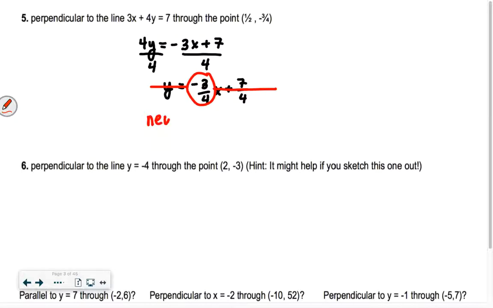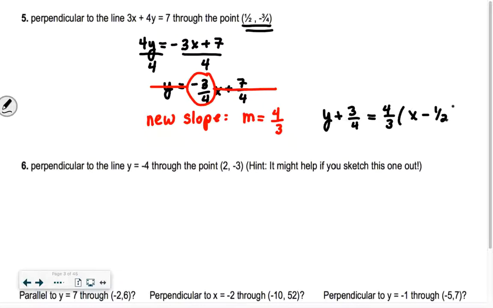So our new slope, what m value are we going to use? Yeah, we're going to flip it. So flip it over and make it the opposite sign of what it was. So it's going to be 4 over 3. So we're going to use that along with this original point. So we're going to get y minus a negative 3/4, so plus 3/4, equals 4/3 times x minus 1/2.